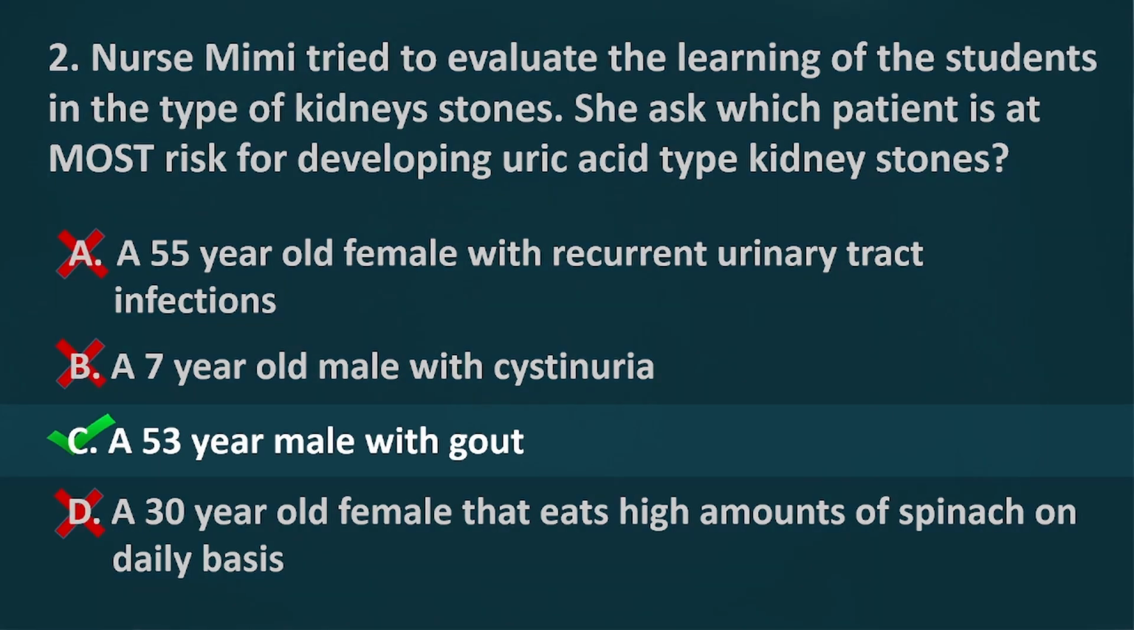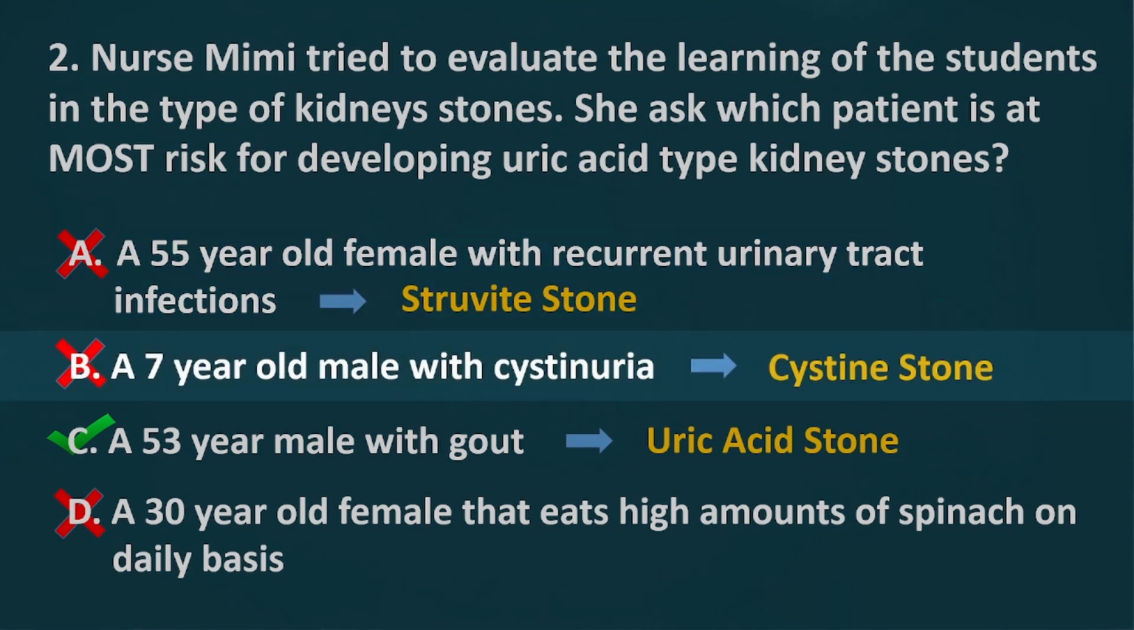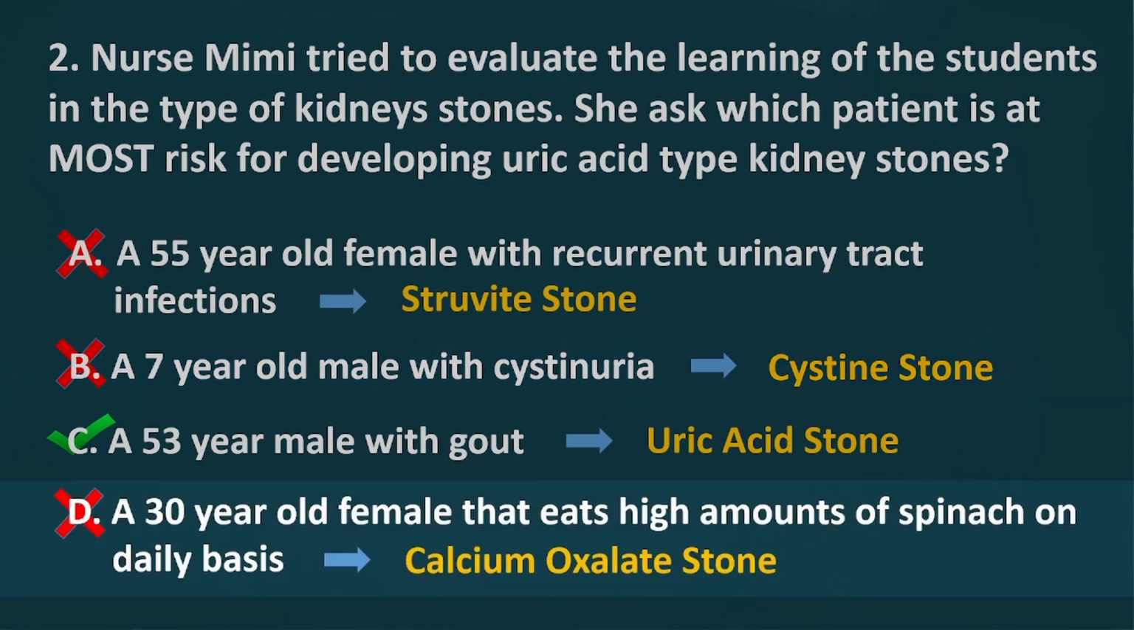The correct answer is letter C. Patients with gout experience high uric acid levels, which can lead to the development of uric acid kidney stones. In option A, the patient is at risk for struvite kidney stones. Option B is at risk for cysteine kidney stones, while option D is at risk for calcium oxalate stones.